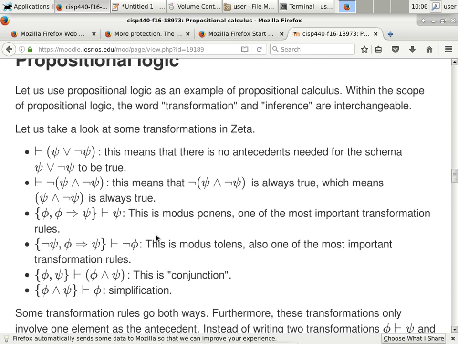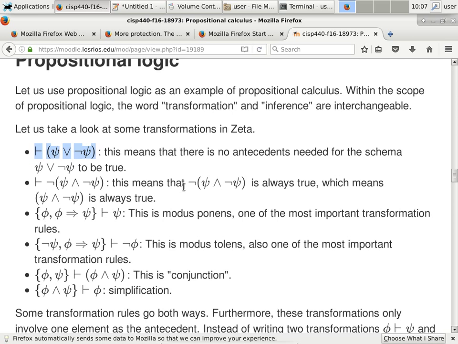So we'll take a look at some of the inference rules. Okay. This is an interesting inference rule. What it says is, even if you know nothing, given that you know nothing, you can say that any well-formed formula or the negation of that well-formed formula is true. And you might say, how can that be useful? Sometimes it is actually useful, okay?